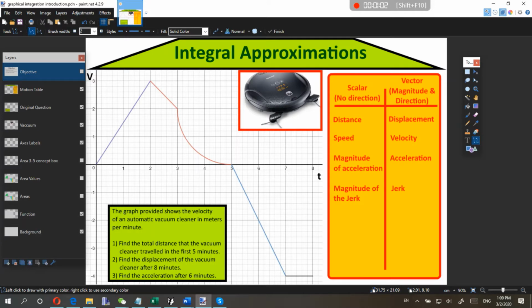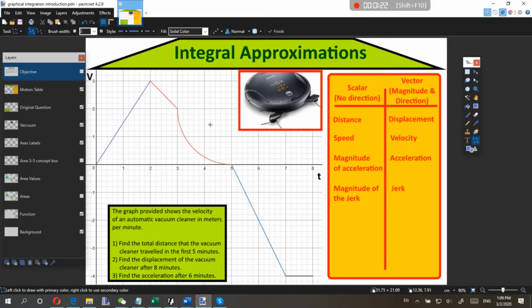So total distance the vacuum cleaner traveled in the first 5 minutes, displacement after 8 minutes, and acceleration after 6 minutes. What we're going to do is estimate the area underneath this curve using basic shapes: circles, triangles, trapezoids, and rectangles.